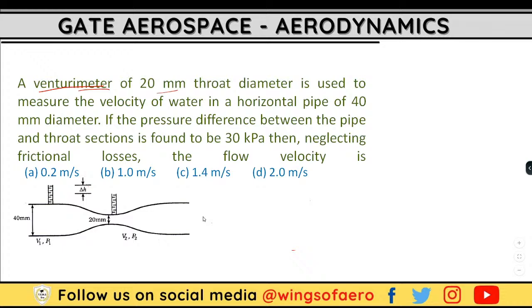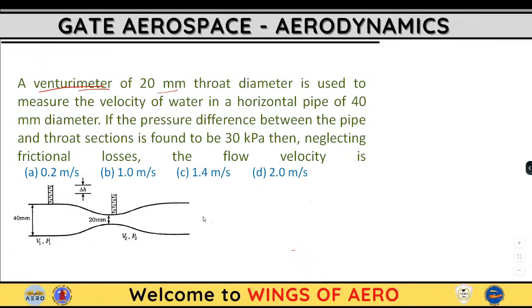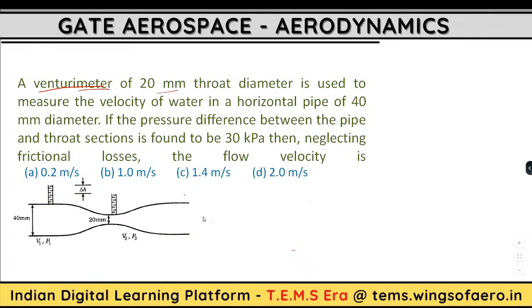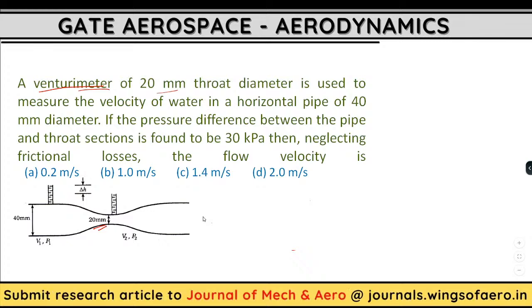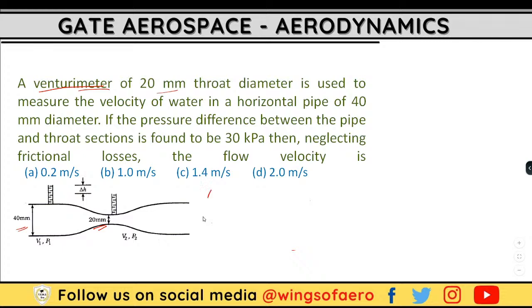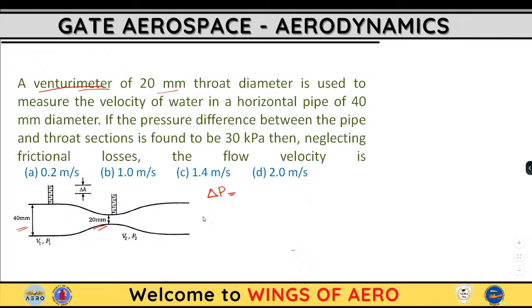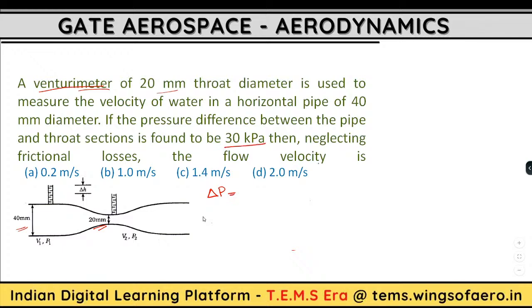That means first understand what they have given. They have given the throat. So you know what the Venturi meter looks like. In the throat they have 20 mm. Then when the flow is entering the horizontal pipe, we have the 40 mm diameter. The pressure difference has been given, that is the change in pressure is 30 kilopascal. Then from there we have to find the velocity.